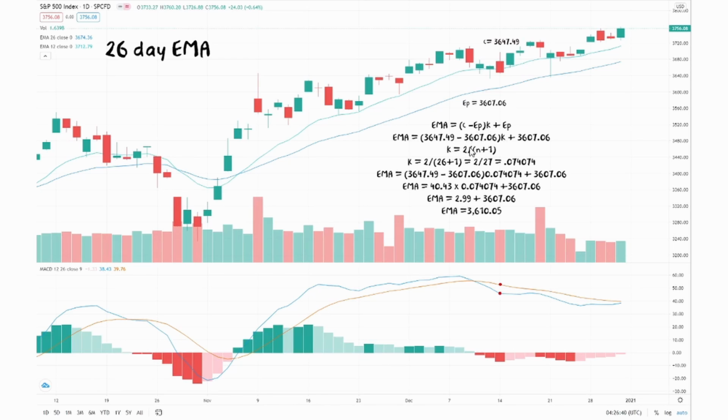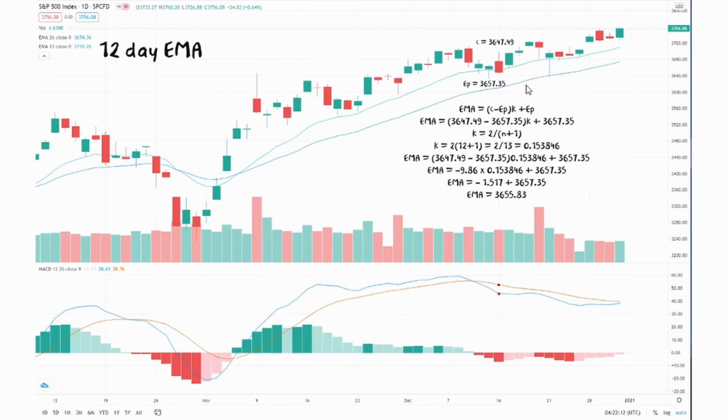K is 2 divided by N plus 1. N is the number of observations that we're looking at. Since we're doing a 26-day EMA, we're looking at 26 observations, so N will be 26. We're going to add 1 to 26, so it's going to be 2 divided by 27, and K is going to equal 0.074074. So we're going to multiply those two numbers, and what we get is 2.99. Then we're going to add the previous period's EMA, which again is $3,607.06, and that's going to give us the 26-day EMA for December 14th of $3,610.05. That will be this value right here.